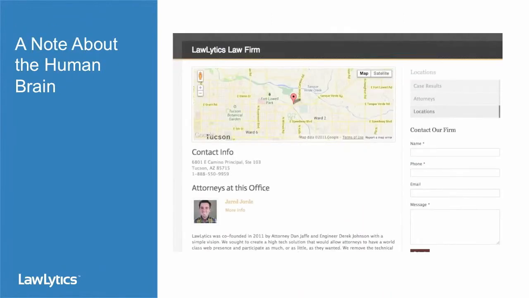So, for instance, as humans, we're able to instantly derive meaning from symbols using context and reasoning. So when we look at this page, it's that same example page, we instantly identify that this is the contact page for a law firm. And we instantly recognize that 6801 Camino Principal is an address, and that numbers arranged with dashes separating each group is a phone number. So we can tell that this is an attorney profile.